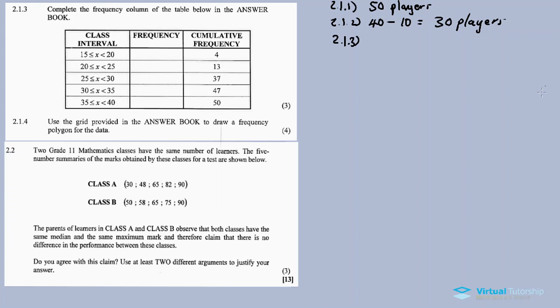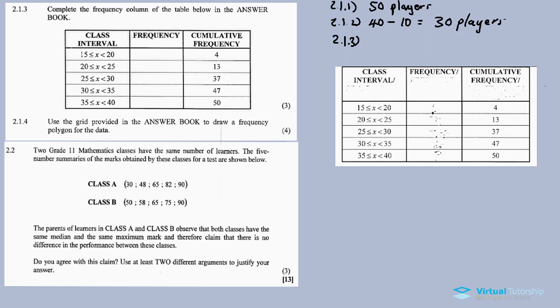Now 2.1.3. Complete the frequency column. Complete the frequency column of the table below in the answer book. So therefore you copy this table and then I paste here. Now we will fill in all the values required for the frequency column. 2.1.3, okay, check out the first row in this table. The first row for the frequency and the cumulative frequency, the values must be the same.